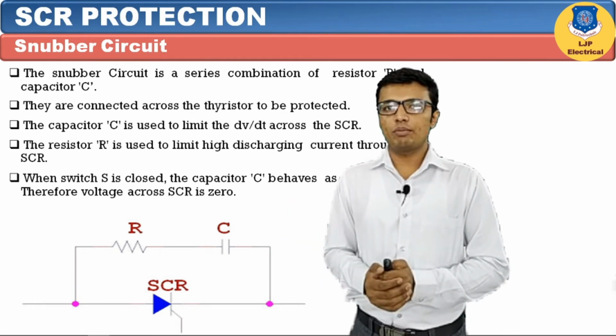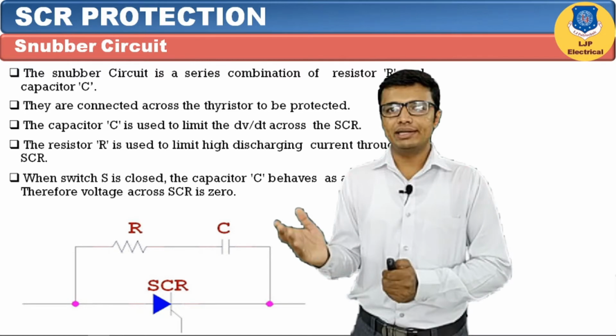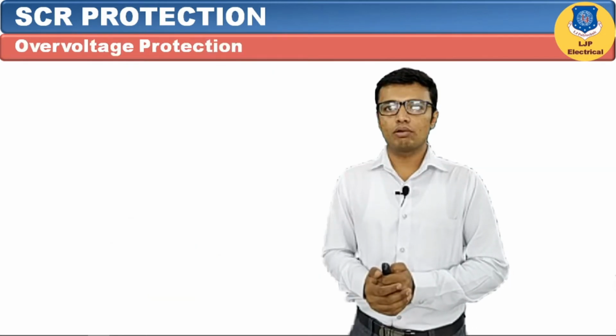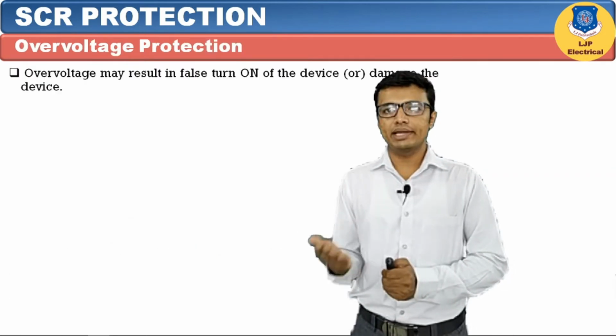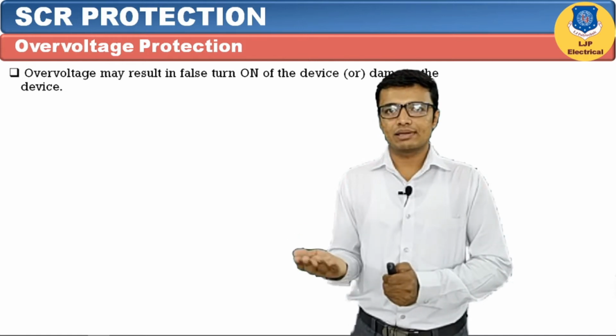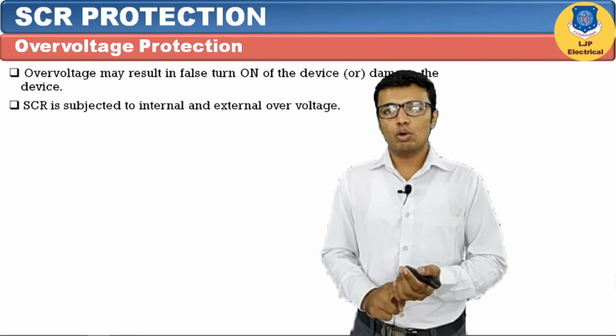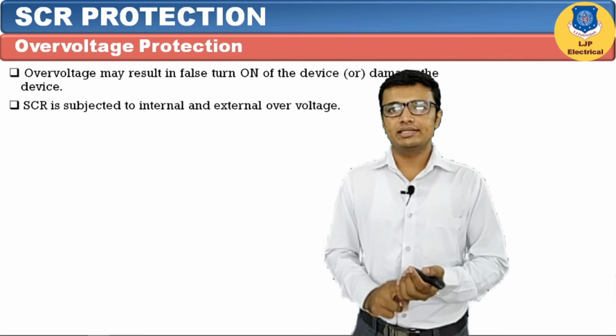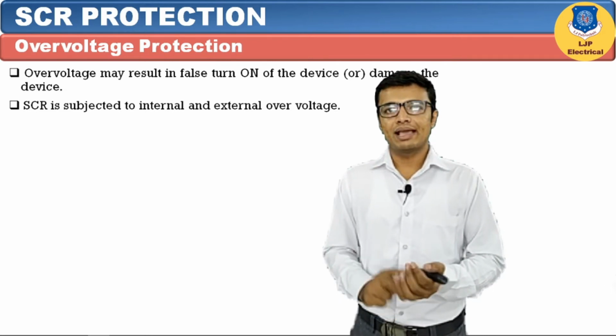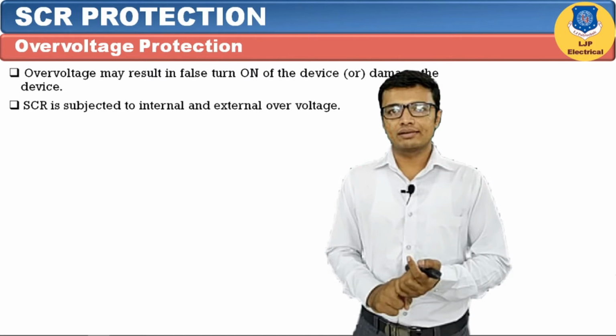So this is how it can provide protection against dv/dt. Let's see the next protection, that is overvoltage protection. First, let's see how overvoltage will occur in the system. There are two reasons by which overvoltage can occur. The first reason is internal and the second reason is external. Let's see each of the reasons in brief.